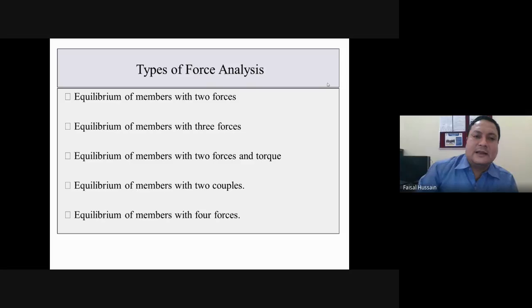Now types of force analysis. Equilibrium of members with two forces, then equilibrium of members with three forces, equilibrium of members with two forces and torque, equilibrium of members with two couples, then equilibrium of members with four forces. So these are the types of force analysis. Now two forces means what? In a system there are two forces acting. They may act in x and y direction or in any other direction with respect to x axis and with respect to y axis. Similarly, equilibrium of members with three forces.